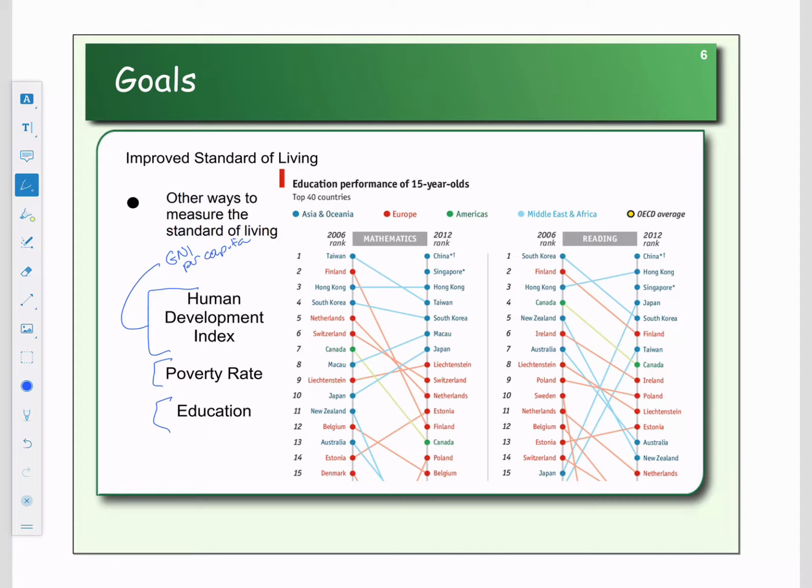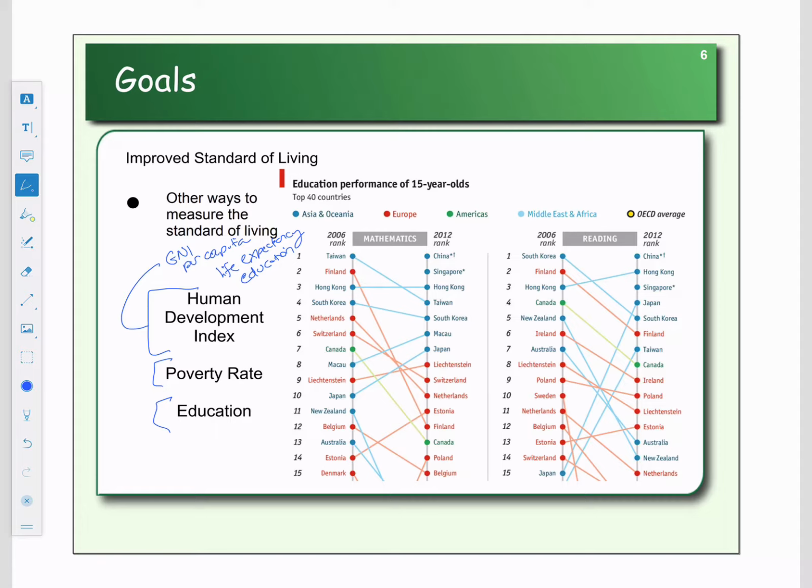and combines it with information about life expectancy. Excuse me, and education. Okay. So we'll look at the Human Development Index, HDI, in just a moment, but let's first look at education. So we can compare standard of living across countries by looking at the education rates.